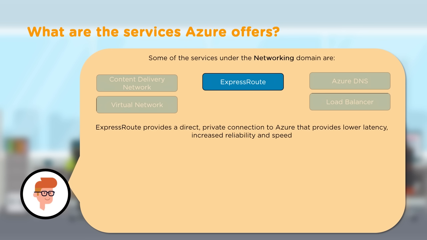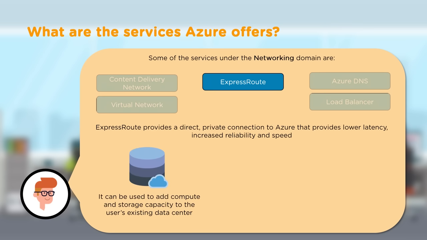Now, this ExpressRoute is a service that provides a private connection between Microsoft data centers and infrastructure in our premises or in a different co-location facility that we might have. Now, these ExpressRoutes do not go over the public internet. And because they don't go over the public internet, they offer high security, reliability, and speed, and low latency compared to connections over the internet.